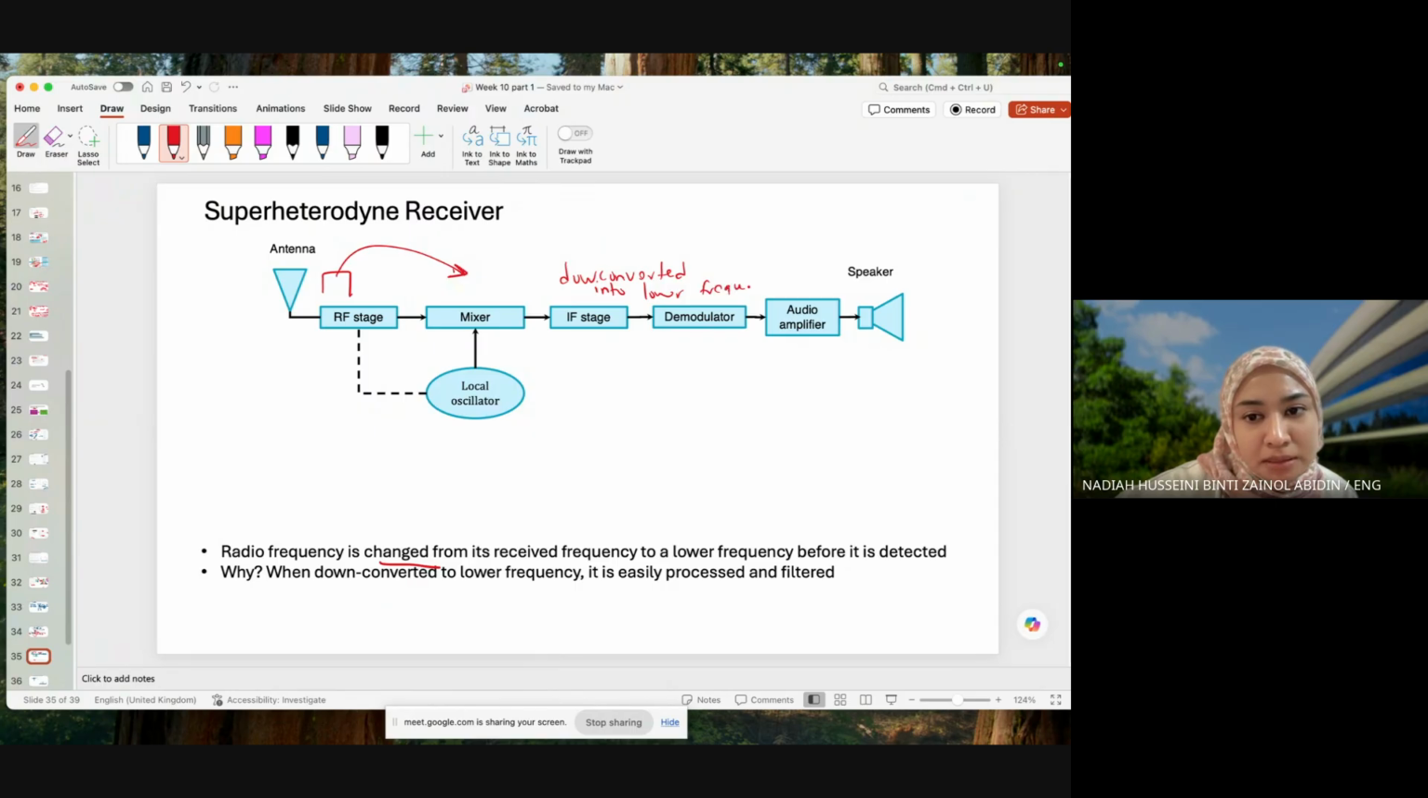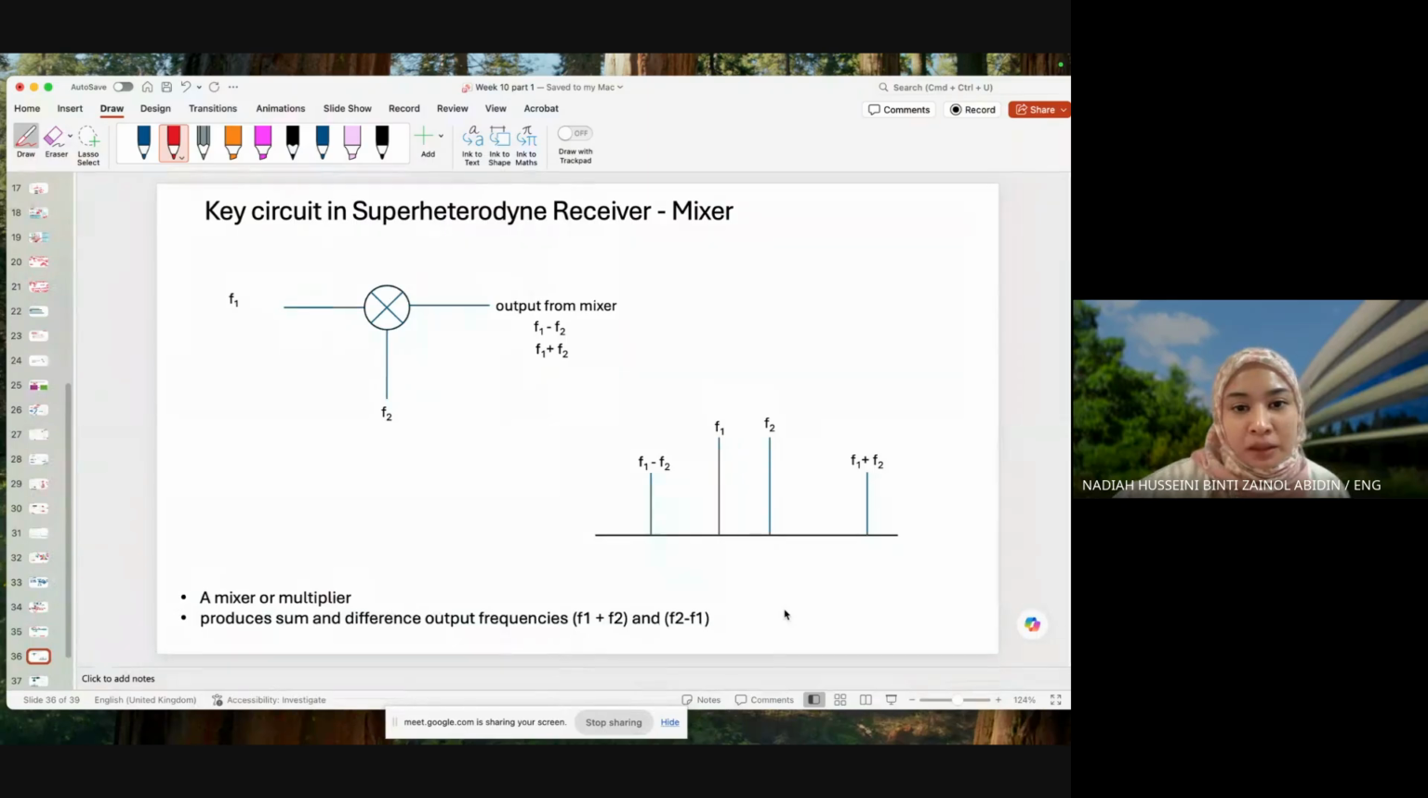Okay, we will discuss how this is. Ya Allah, my handwriting. It is down converted into a lower frequency at this point. You start with an RF frequency, the normal one. You mix it, you are left with a lower frequency. This is the beauty of superheterodyne. Why do we down convert it to a lower frequency? Because it is easily processed and filtered. Okay, does that really make sense now? Later on, we'll discuss it.